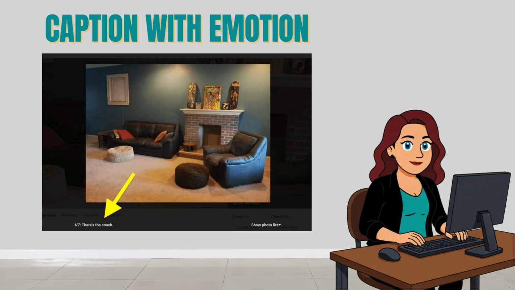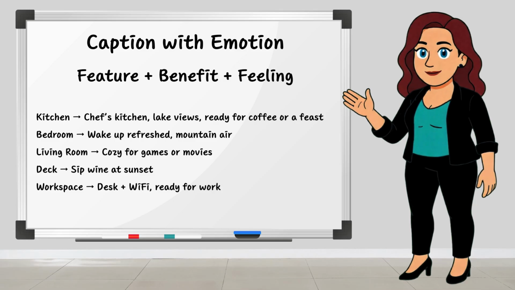Last step, captions. And this is the one almost every host overlooks. Most just label photos like a filing cabinet: kitchen, bedroom, living room. But captions are another chance to sell the stay. Here's the formula. Feature plus benefit plus feeling. The feature says what it is, the benefit shows why it matters, and the feeling helps guests imagine being there. Put those together and a plain label turns into a mini story that sells the stay. The difference? Guests don't just book a room, they buy the story it tells. So spark imagination. Don't just label the space.